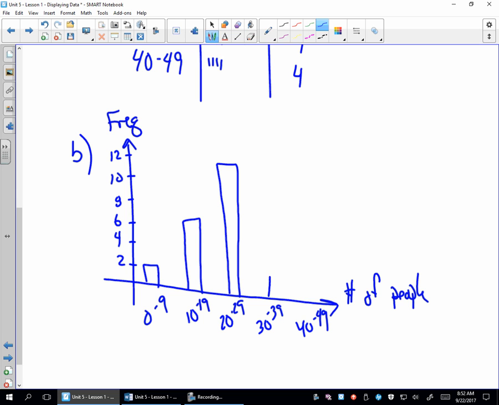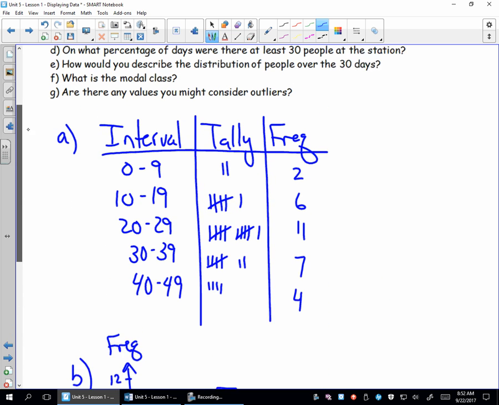Now, I didn't use a ruler. It'd be a good idea if you did. And just so they're a little bit neater. Okay, but there's our chart. That way the bars are the same size too. Okay, let's answer some questions.